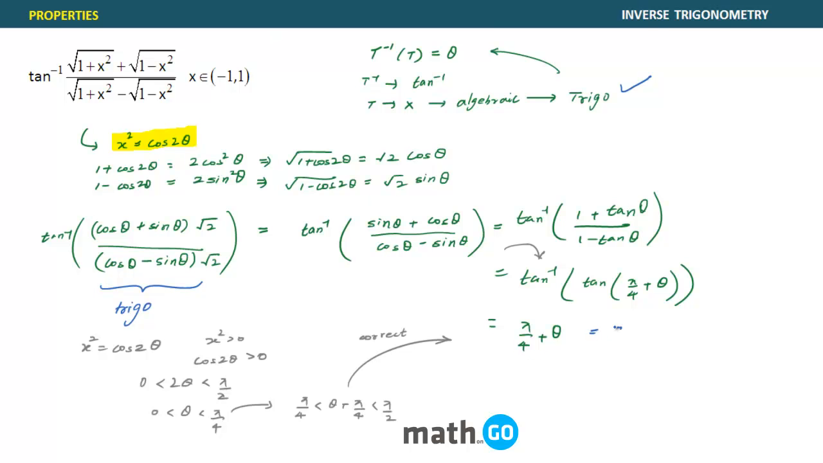So theta was nothing but, what is the value of theta? Yes, it is 1 by 2 cos inverse x square. So this is the answer that you have to select in the exam. Okay.